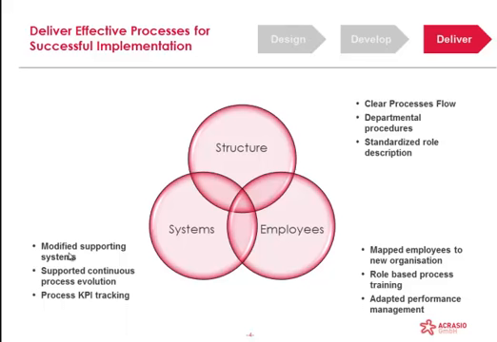Your processes are never optimal, so supporting systems, BPMs, will help you continuously improving these. And of course, you will be tracking your KPIs to make sure that you deliver your business case. On the structure side, you will have clear process flows, but it will be critical to support these with departmental procedures detailing all the different responsibilities. This will lead into standardized role description that can be used globally, and that can be also very helpful for HR work.